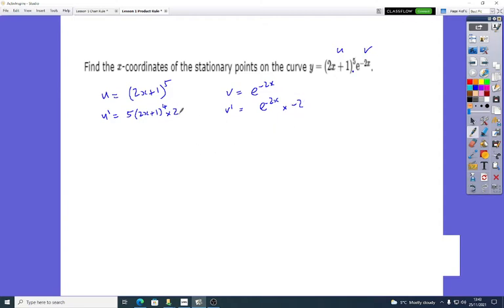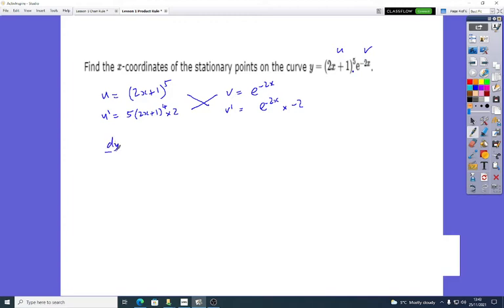Okay, I'm not going to neaten things up at the moment. I'm just going to carry on. And then you multiply those together and those together and add it. That's what the product rule tells us.